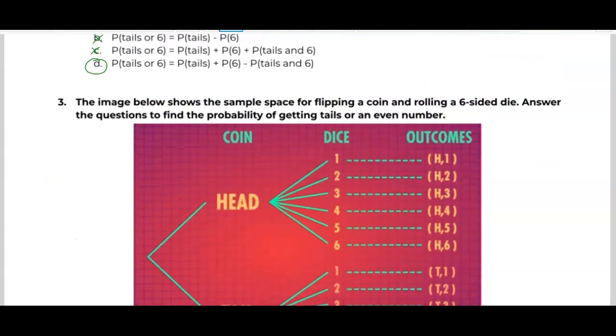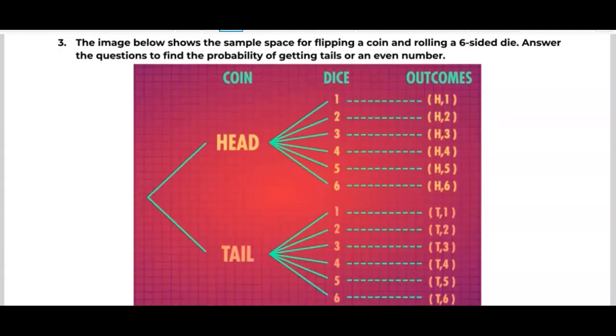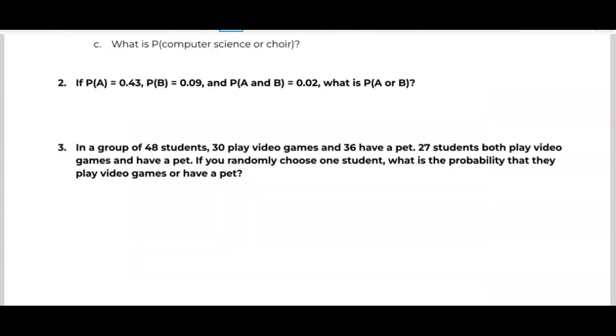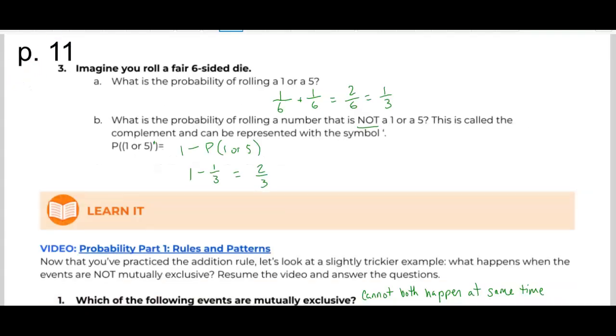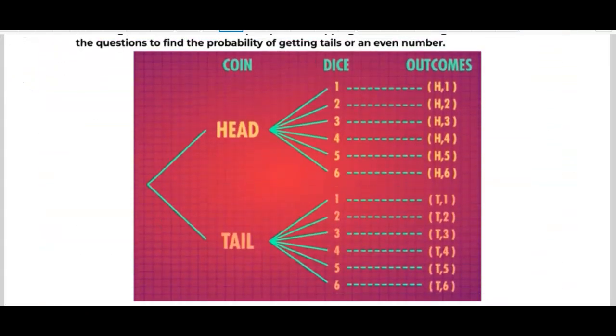All right, number 3's got a diagram here, and it asks us the questions on the next page. So circle all the possible outcomes where you get tails. So hopefully you've done that. I'm going to circle them now. So my tails are here and here. And, well, actually, let me do it over this way.